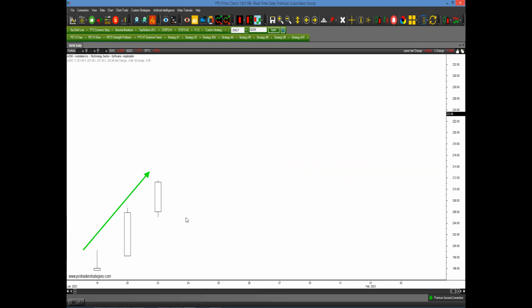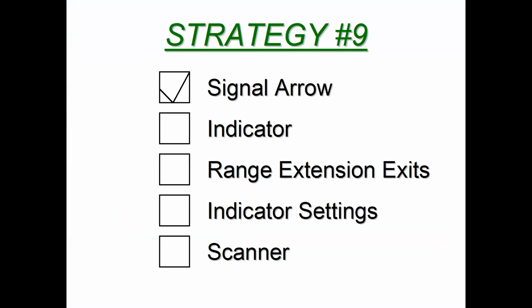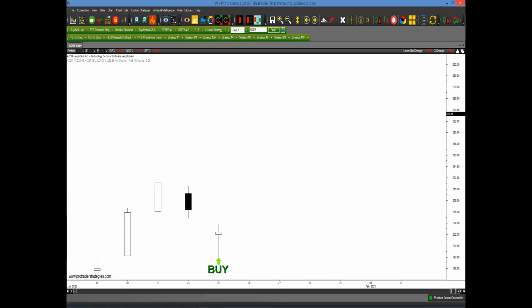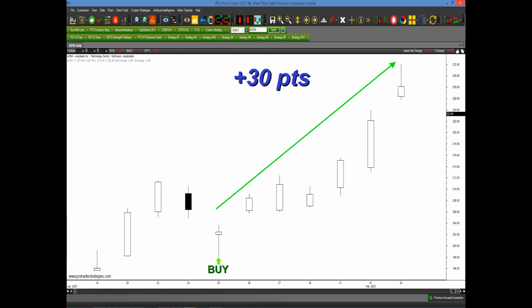Let's look at ADSK. Just based off these 3 bars, we look like we're going up, but then 2 more bars, well, we're going right back down. How does this work? What are we doing here? Well, it's easy. Click on strategy number 9, click on signal arrow, and according to the method, that's actually a shallow pullback, just based off 2 bars, okay? So rather than just thinking, well, we're just going to go right back down, this is a buy setup, and you could have potentially made 30 points just off that small 2-day sell-off.